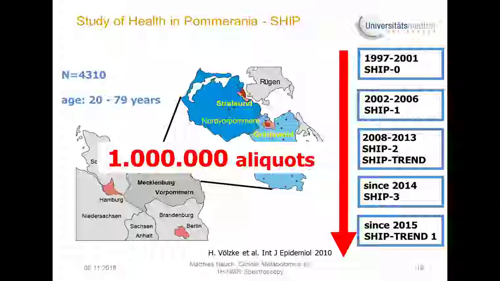We started in Greifswald with our epidemiological studies in 1997. Greifswald is located in the northeast part of Germany, and you can see Berlin and Hamburg, and at the Baltic Sea is located Greifswald. And in 1997 we started with a study comparable to the Framingham Heart Study. We collected the samples of 4,310 probands located in this area with an age of 20 to 79 years.